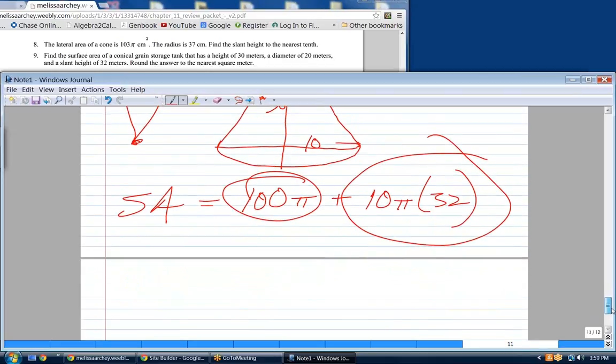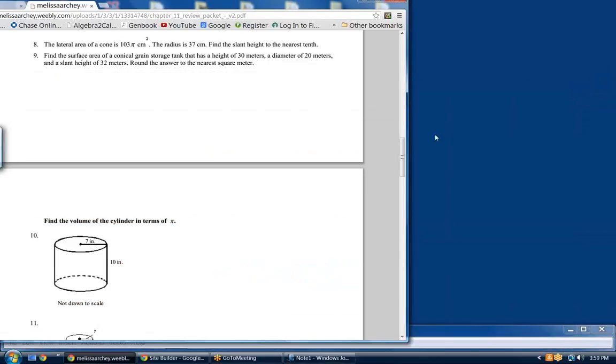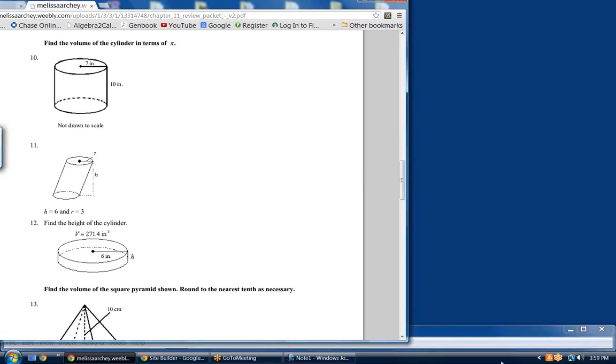However, in this case, they do want you to round it to the nearest square meter. Wish they'd make up their mind. You know what I'm saying? Yep.